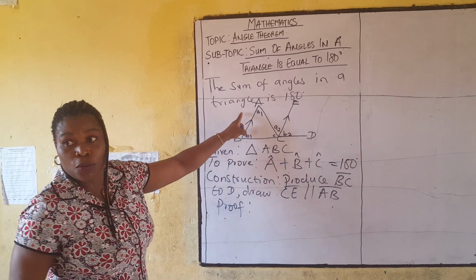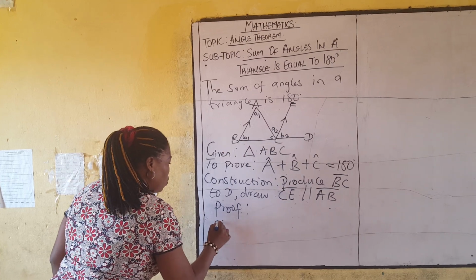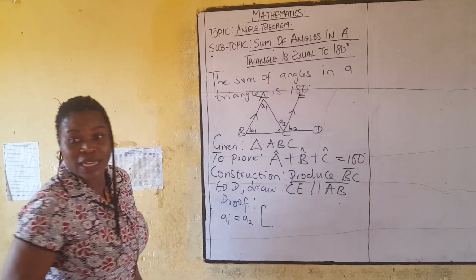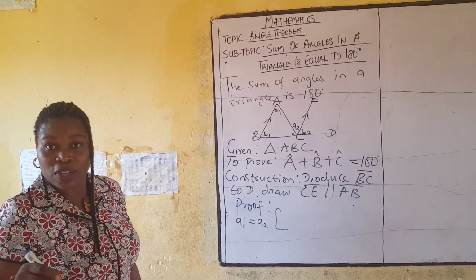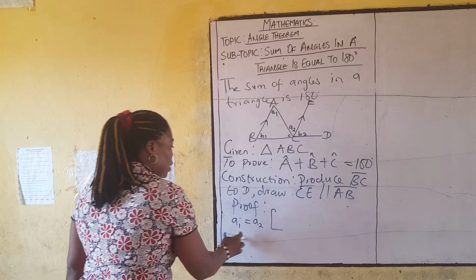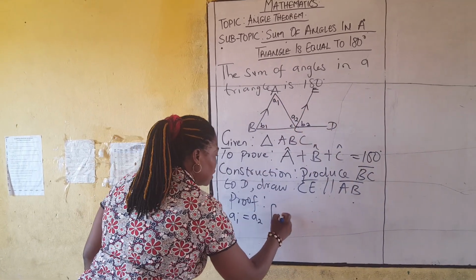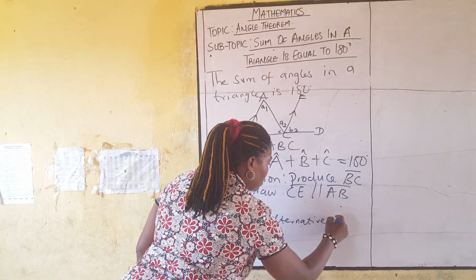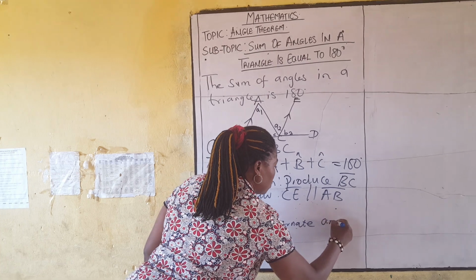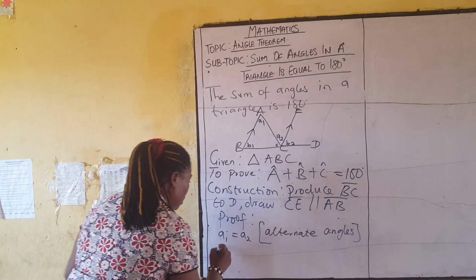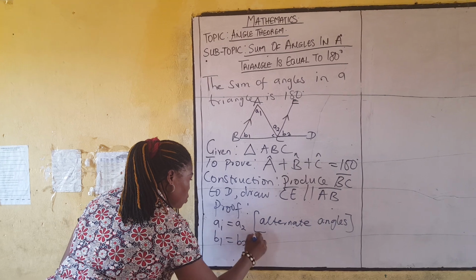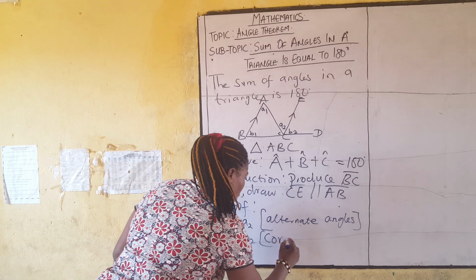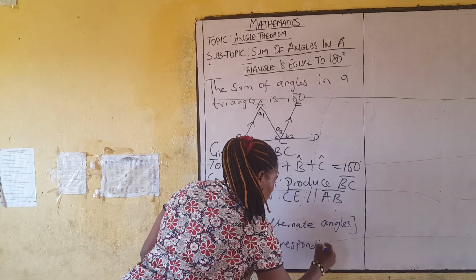From the diagram above, you have that A1 is equal to A2. Remember to always put your reason. That's why I was saying that you must be conversant with the elementary theory. A1 equals A2, alternate angles. And B1 is equal to B2. B1 equals B2, corresponding angles.